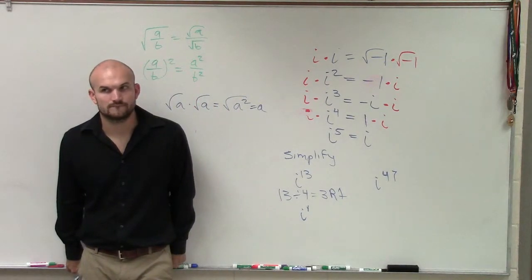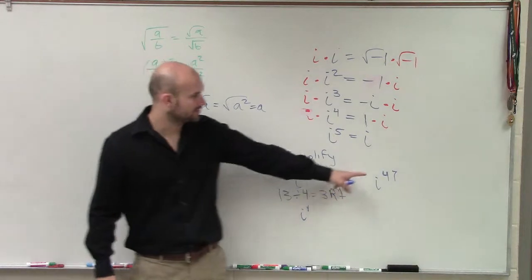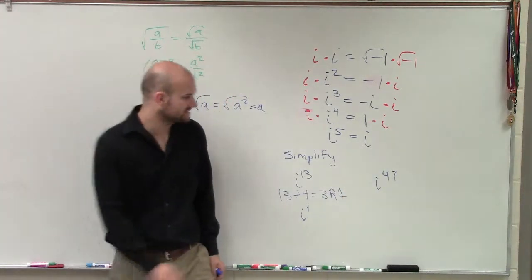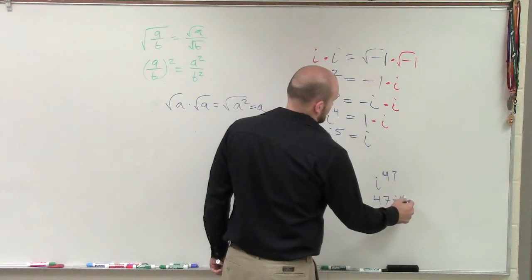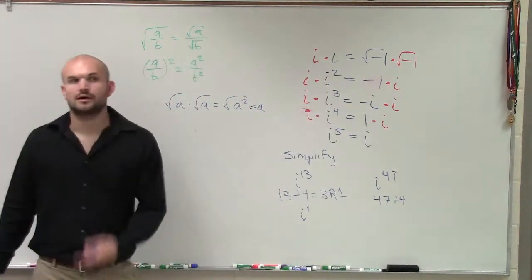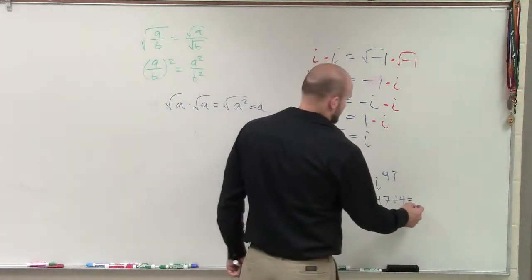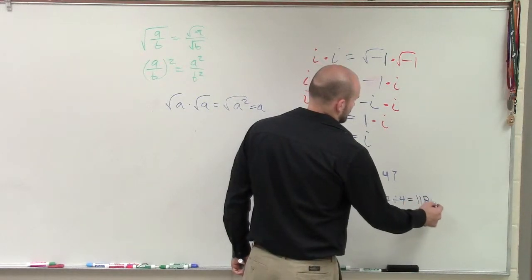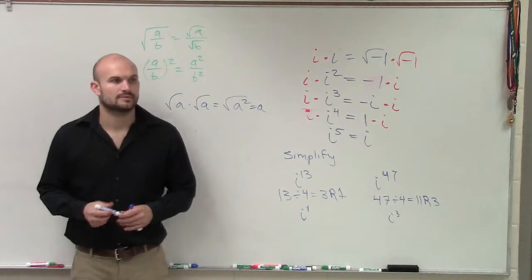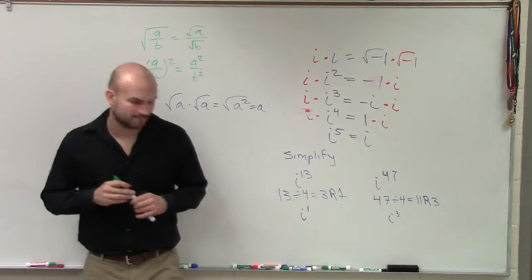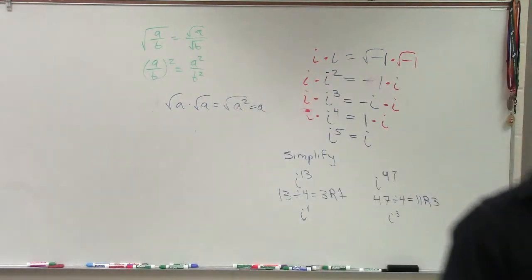Okay? So then we look at this one. What's 47 divided by 4? 11, with a remainder of 3. So therefore it's equal to i cubed. That's it. Okay? Done. Very good. You guys are so smart.